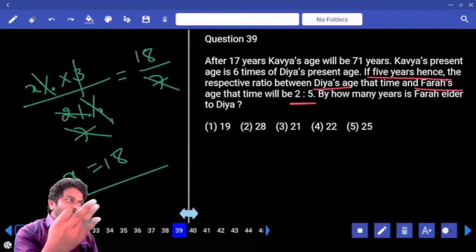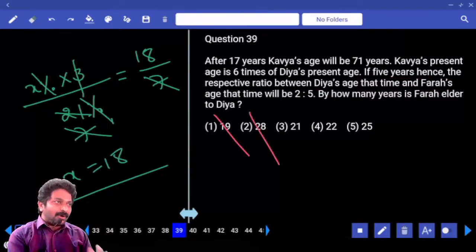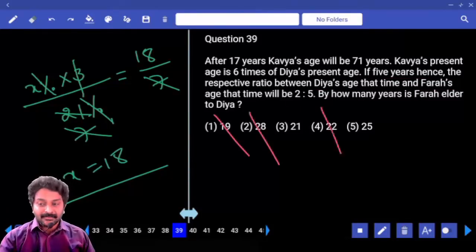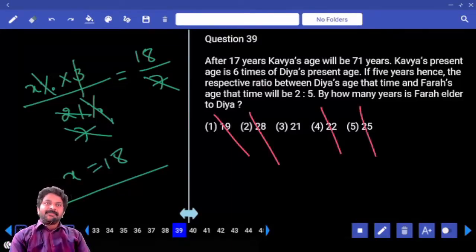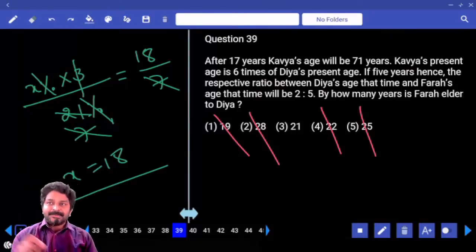3 parts, so it must be a multiple of 3, right? So the answer must be a multiple of 3. Can it be the first option? Second? Third? Maybe your answer. Hold it. Fourth option? Fifth option? Third, final. But you should get that idea of using that point. The age difference between any 2 members at any point of time must be the same. As after 5 years it is 3 parts, which is a multiple of 3, at present also it has to be a multiple of 3.